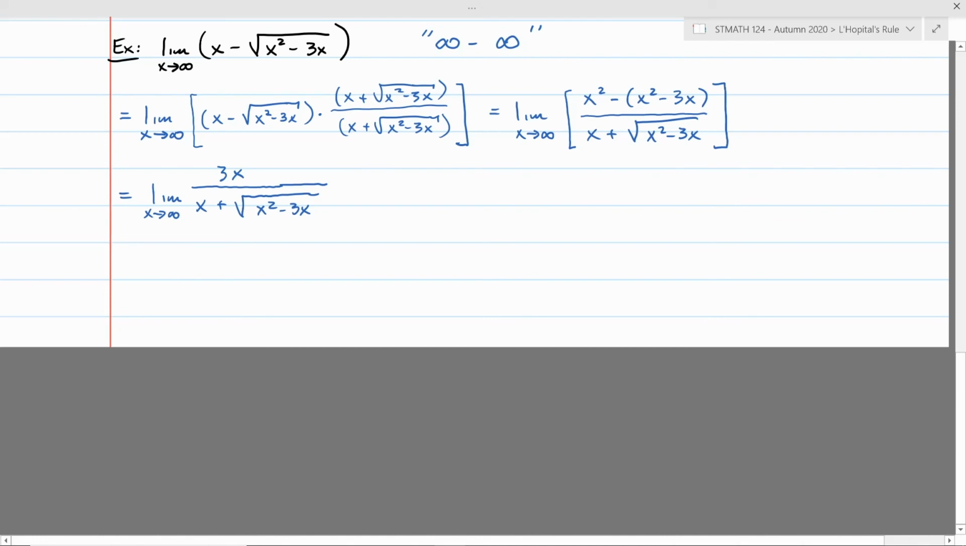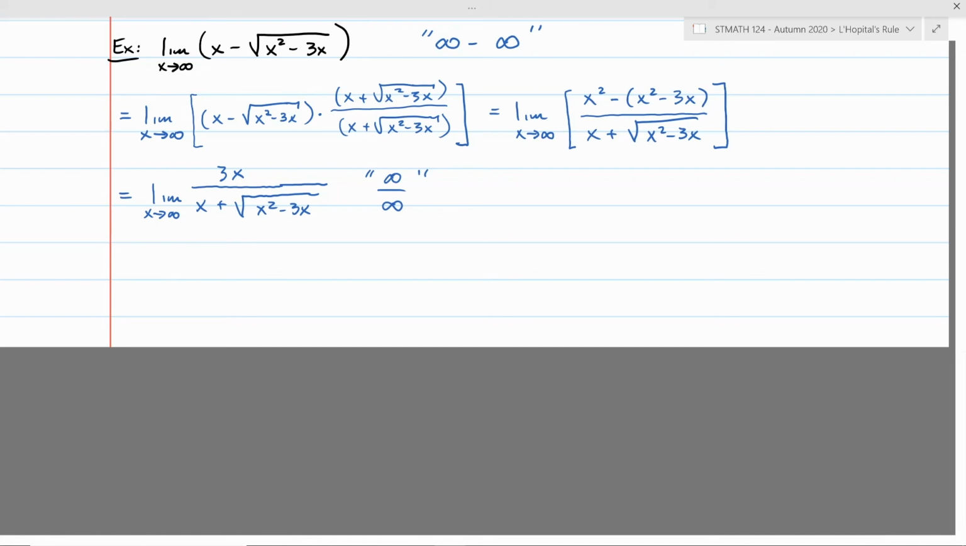Now, one thing I can see about what's going on here is that this is an infinity over infinity indeterminate form, and I could do L'Hopital's rule, but I think it's going to get yucky because that denominator is going to have a really nasty derivative. So I'm not convinced that this is our best strategy just yet.